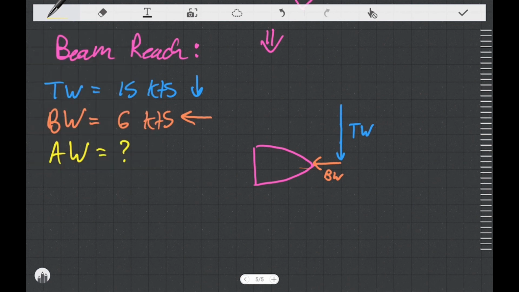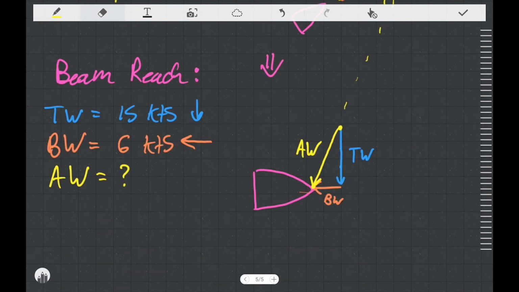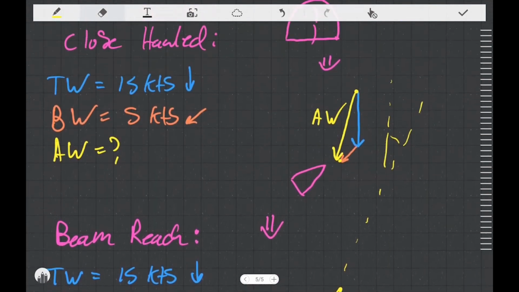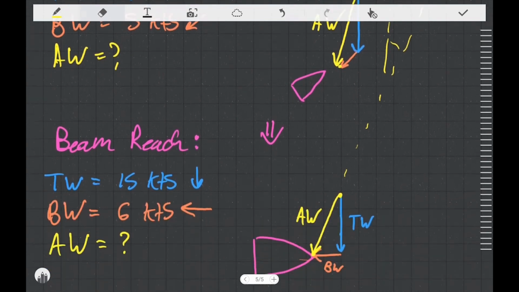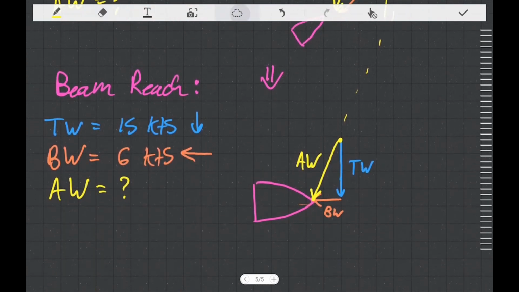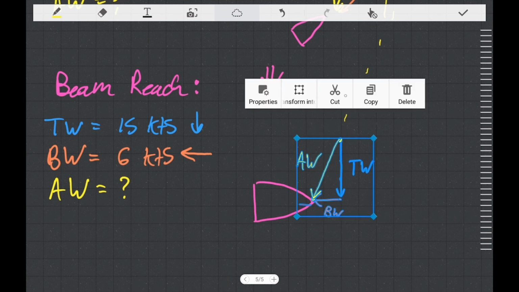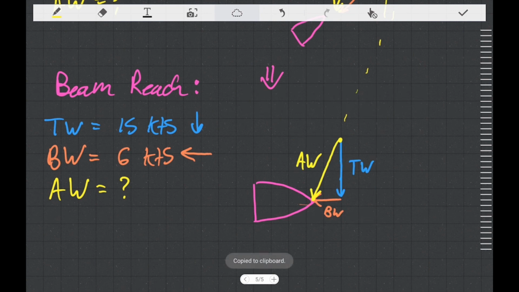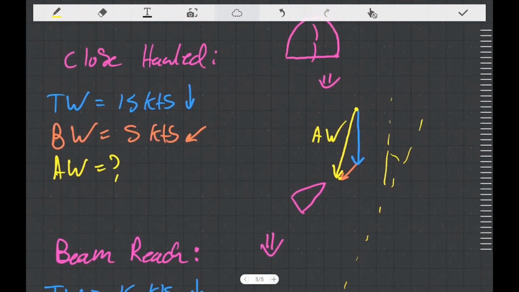The last thing I want to do again is connect from the tail of the true wind to the tip of the boat wind. And there is our apparent wind. So if we want to compare what's going on the beam reach to what was going on in the close hauled course, I think this is actually pretty interesting. So I'm going to copy this vector diagram and paste it above the close hauled course, and you'll see what's going on.